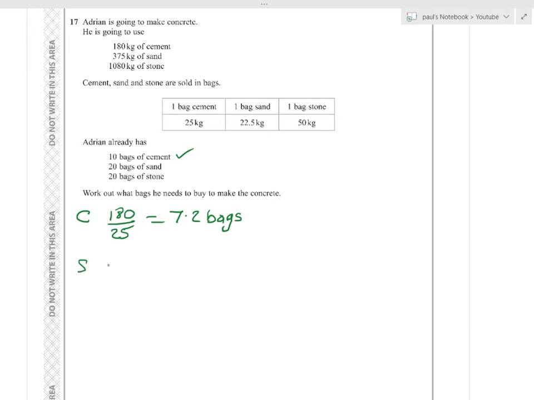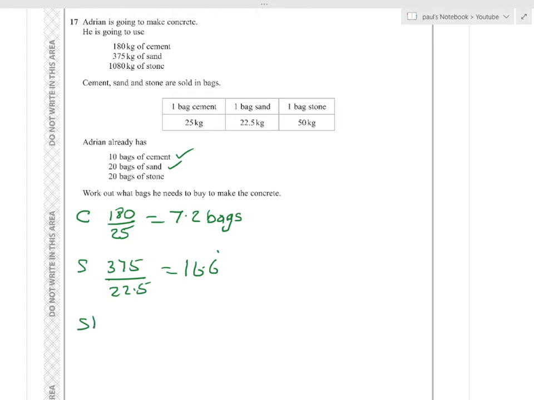So sand, 375 divided by 22.5. So we need 16.6 bags of that. Right, he's already got 20 bags of sand, so that's fine.